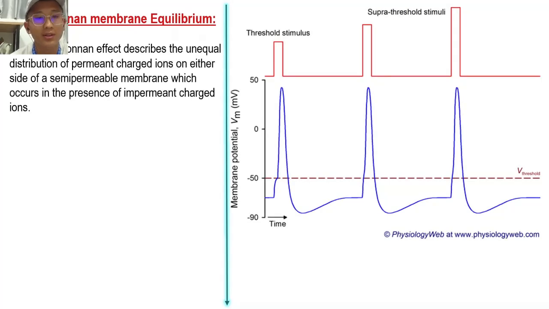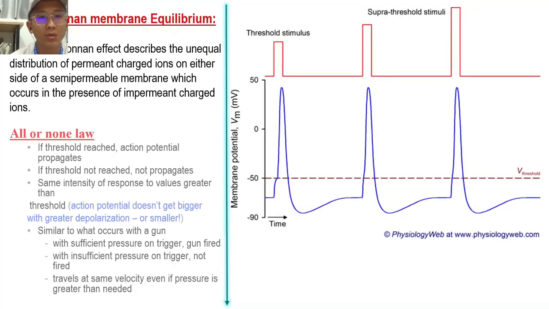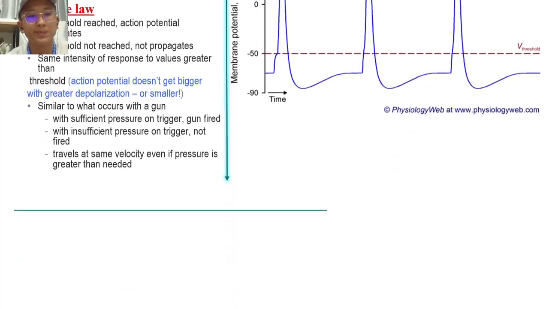Now let us see two effects governing the action potential. Gibbs-Donnan membrane equilibrium and the all-or-none law. The Gibbs-Donnan effect describes the unequal distribution of permeant charged ions on either side of a semi-permeable membrane, which occurs in the presence of impermeant charged ions. All-or-none law: if threshold is reached, the action potential propagates. If threshold is not reached, it does not propagate. The response has the same intensity for values greater than threshold.